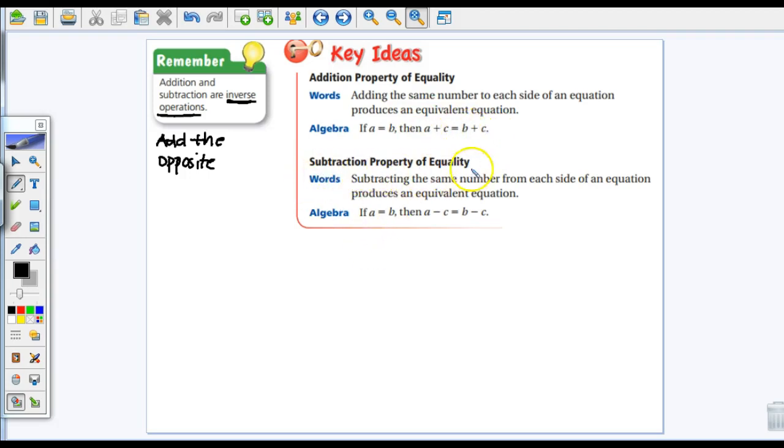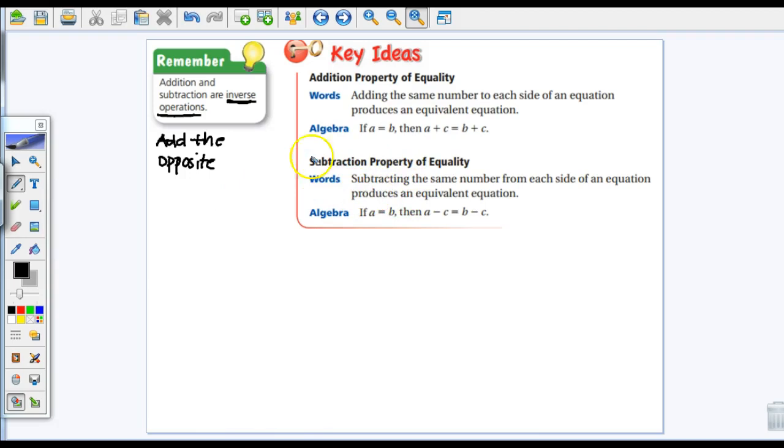The subtraction property of equality is just the opposite of this. If A is equal to B, then when we subtract C from A, it's going to be equal to the same difference of subtracting C from B. So if A is equal to B, then A minus C is equal to B minus C. It's the same thing, except we're focusing on subtraction.